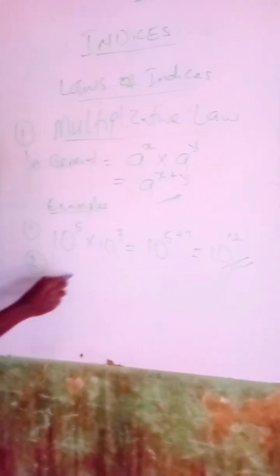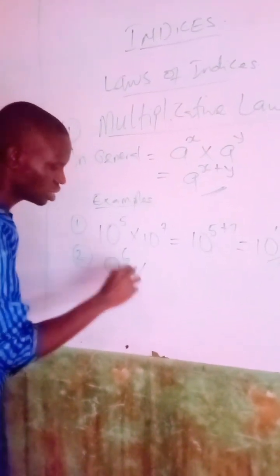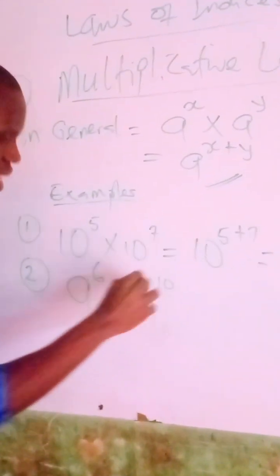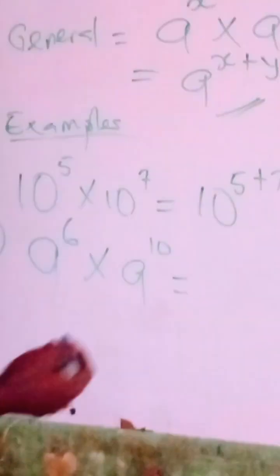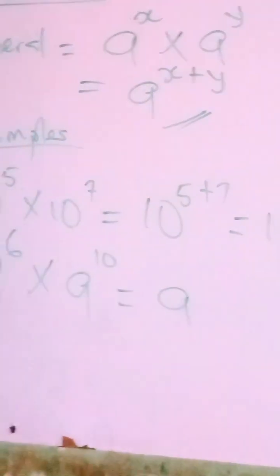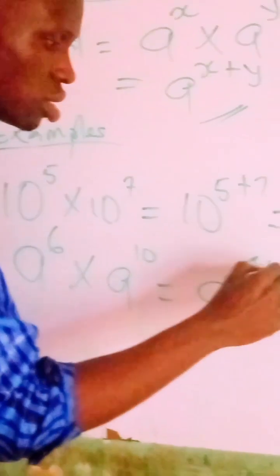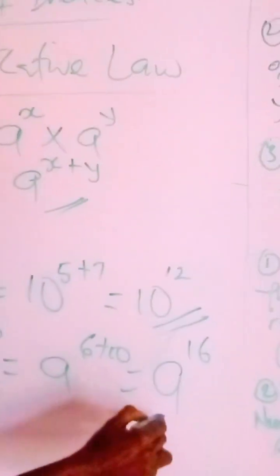Let's see another example. When you have a raised to power 6 times a raised to power 10, the laws of indices state that using the multiplicative law, since we have a common base, we pick one, then we add up the powers, 6 plus 10, and you have a raised to power 16.